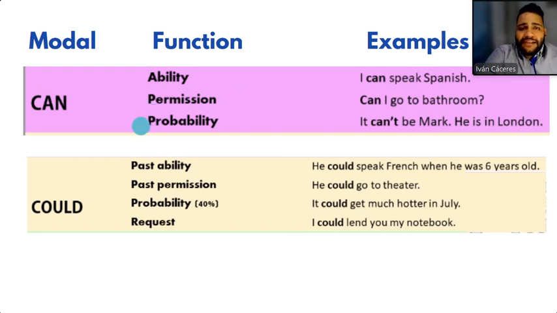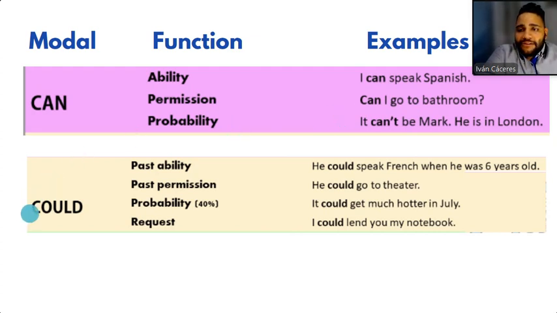And for probability, you can also use can, even though there are two others which also are related to probabilities, which are may and might. So, for example, you have it here. It can't be Mark because he's in London. Okay, it can be Mark. That can't be Mark because he's in London, so it's impossible that it is him.